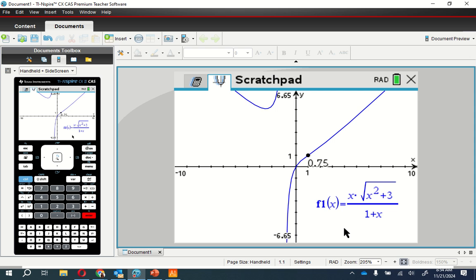So if this was a calculator problem and I asked you to do it, and you could use your calculator, it will give you the derivative at the point. It won't give you the equation for the tangent line, but it will give you the slope.